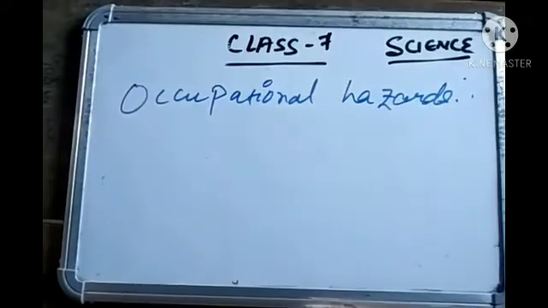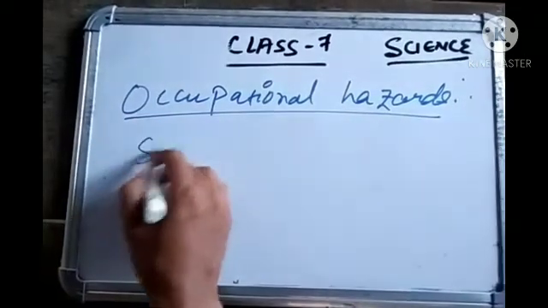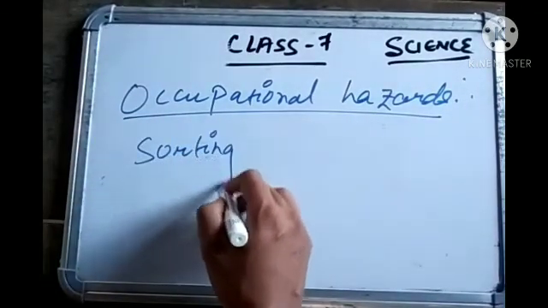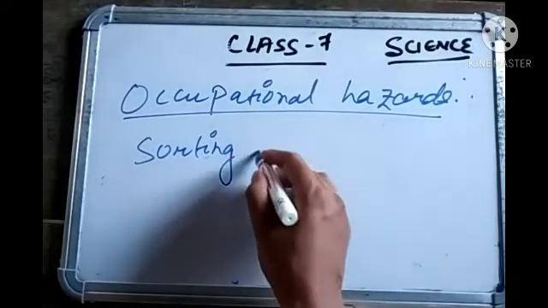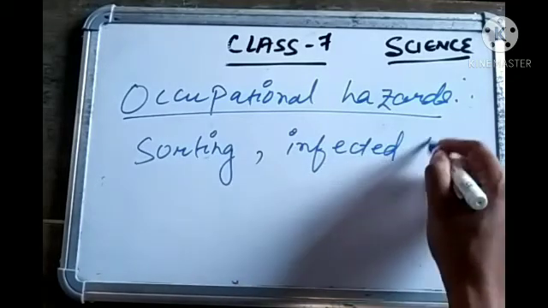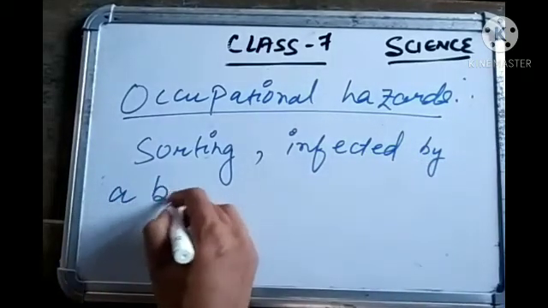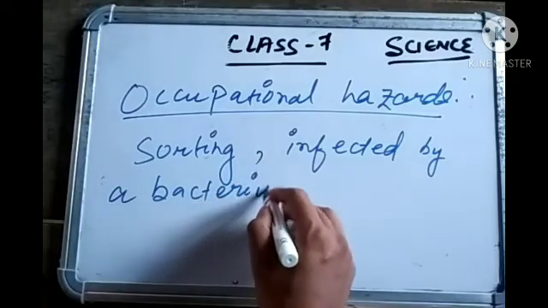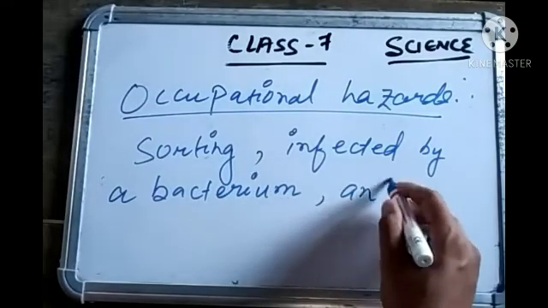Occupational hazard. In this particular processing of fibers into wool, the occupational hazard is while sorting. While sorting, the sorter's job is risky. They may get infected by a bacterium called anthrax.